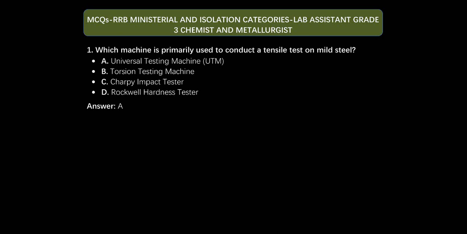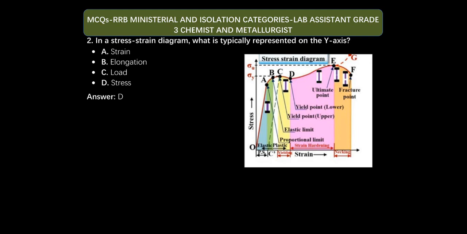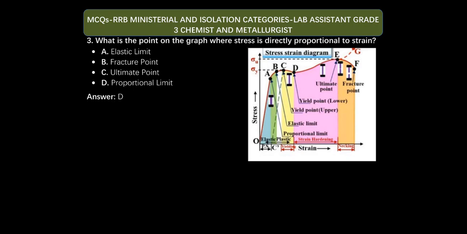Which machine is primarily used to conduct tensile test on mild steel? Option A, universal testing machine. In a stress strain diagram, what is typically represented on the y-axis? Option D, stress. What is the point on the graph where stress is directly proportional to strain?